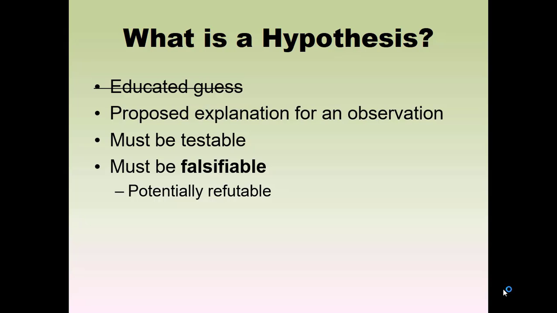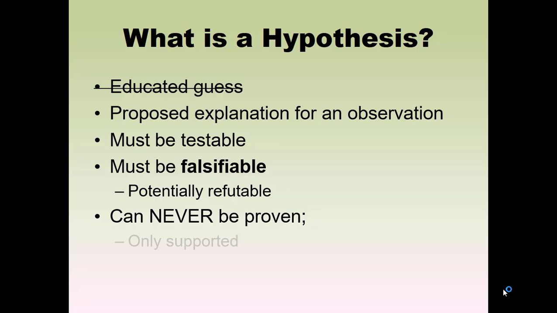So this is a very important idea within science, that things must be falsifiable. There must be a chance that it could be shown to be incorrect. Also, hypotheses cannot be proven with absolute certainty.